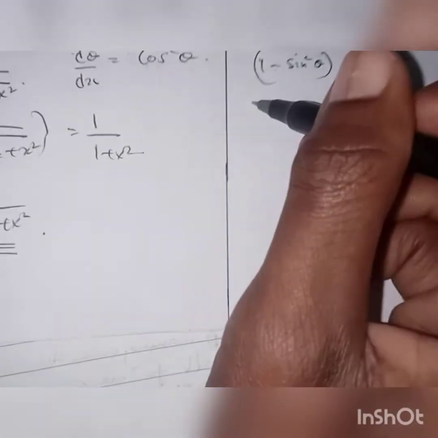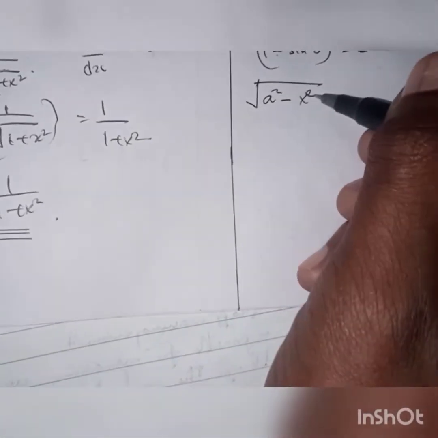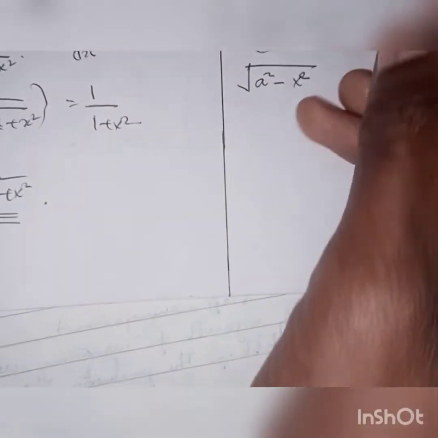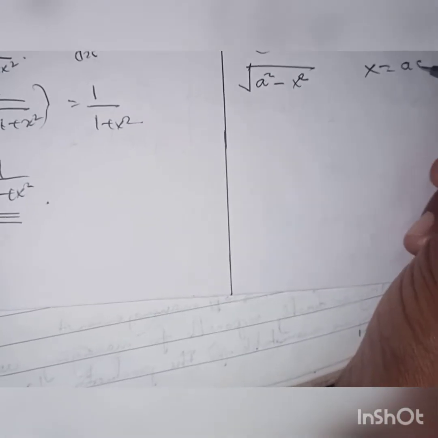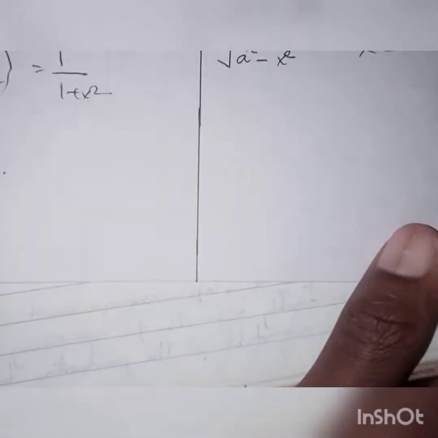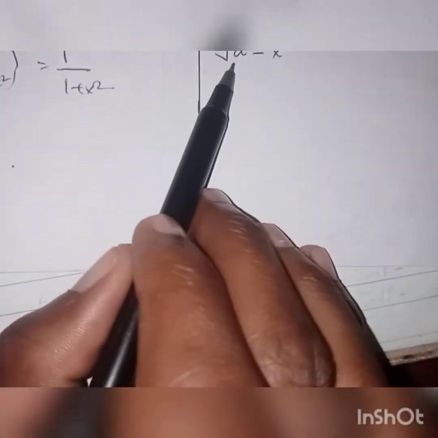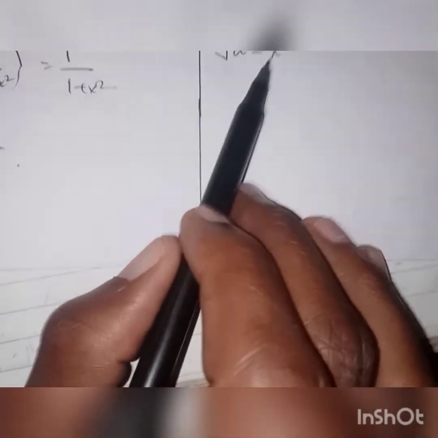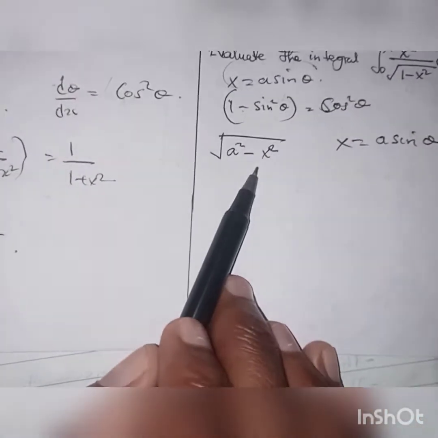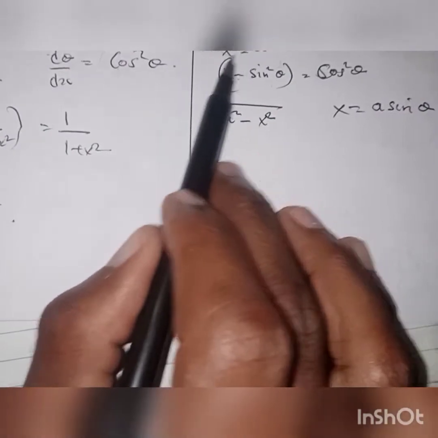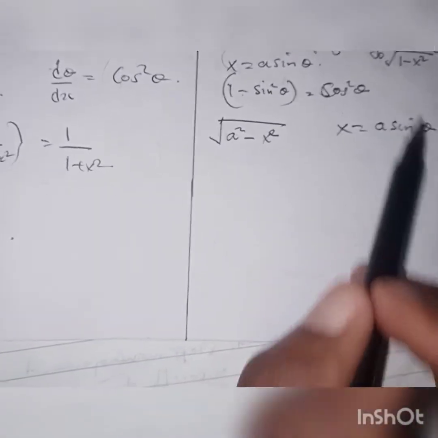We say that the square root of a squared minus x squared, when we use a sine substitution, has x being a sine of theta. So why do we substitute with sine theta? Because 1 minus sine squared should give us cos squared. That's why we have substituted with sine theta.